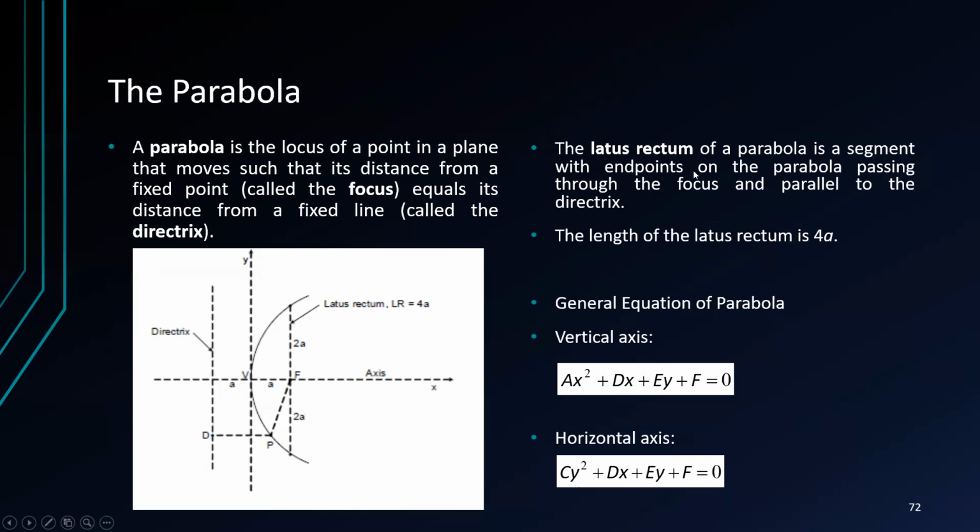Next. Another term, the latus rectum, yung line ng focus. A latus rectum is a segment with endpoints on the parabola passing through the focus and parallel to the directrix. Tawag yan, latus rectum is, the total is 4A. Hindi one side na. The length of latus rectum is 4A. It is a line. General equation of parabola for vertical axis, ax squared plus dx plus ey plus f. For horizontal axis, cy squared plus dx plus ey plus f is equal to 0.